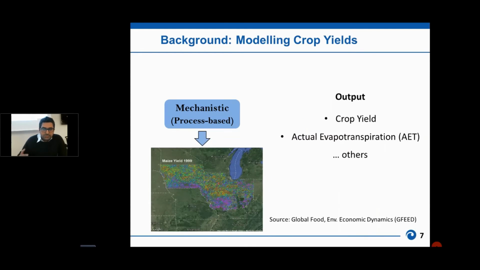And what do they do, these process-based crop models? They use these input parameters, and they basically are numerical models. So the main output that they generate are the crop yields amongst other outputs, which are actual evapotranspiration. So how much water is being evaporated from the leaves of the crops as well as from the soil. So this is evapotranspiration. But what we are mainly concerned with these crop models is the output, that is crop yields, that is generated.